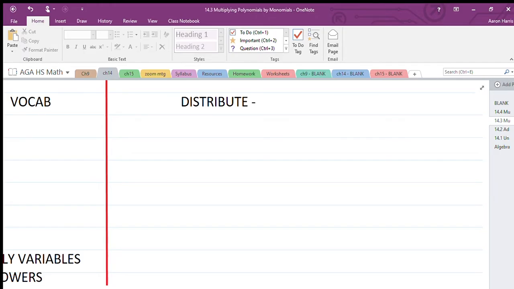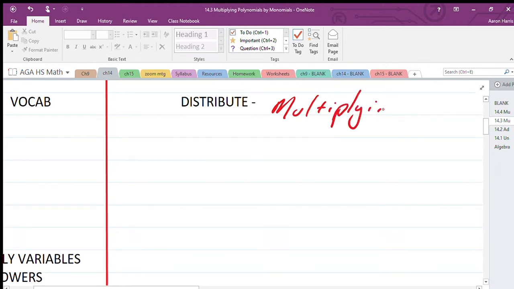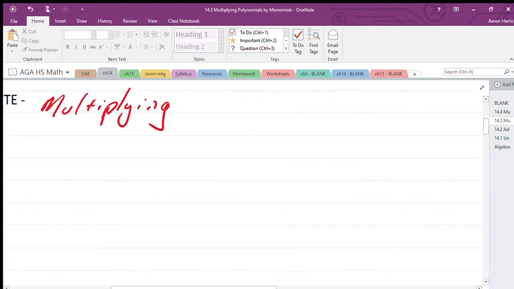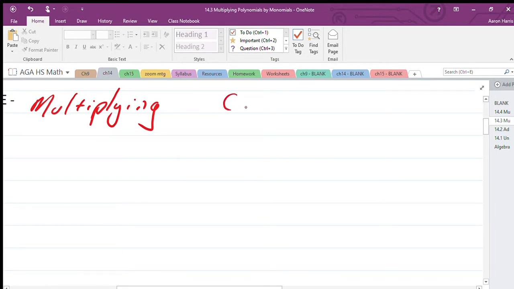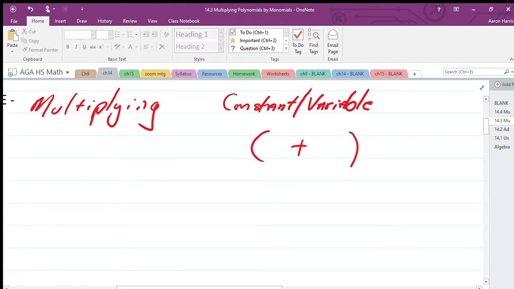Okay, so let's talk about this word distribute for our vocab, okay? Distribute, you already know. It's basically we're multiplying, all right? So in regards to multiplying what, though? We're going to take a constant or a variable or a combination of the two, right? And we're going to multiply each term in the parentheses. So terms are separated by what? Plus and minus signs.